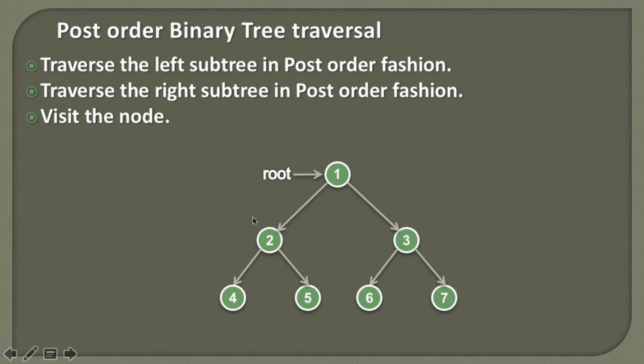So suppose we are on node 2. In order to visit this node, what we have to do? First we have to visit its left subtree completely. Then we need to visit its right subtree completely, and then we can visit the node. So therefore here, before visiting the node 2, we have to first visit the node 4. Then we have to visit the node 5, and then we can visit the node 2. So here basically these three steps are applied on each and every node of a binary tree in order to do post-order binary tree traversal.